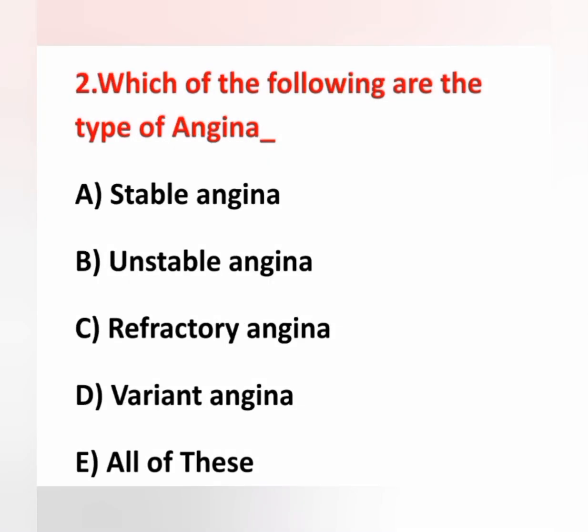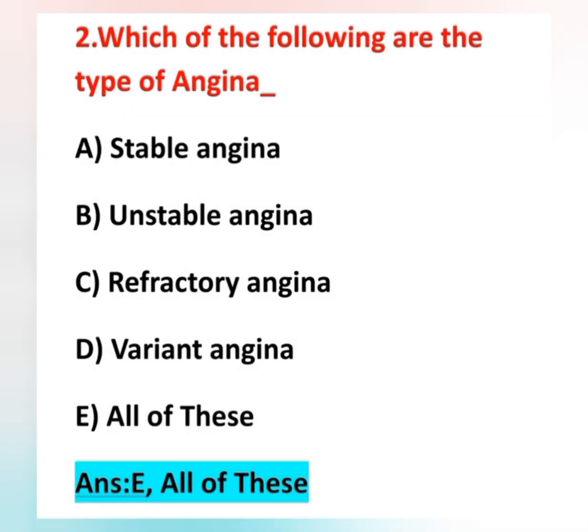Second question: which of the following are the types of angina? The options are option A stable angina, option B unstable angina, option C refractory angina, option D variant angina, and option E all of this. Here the correct answer is option E, all of this. All of these are the types of angina. We will see the types of angina in detail.